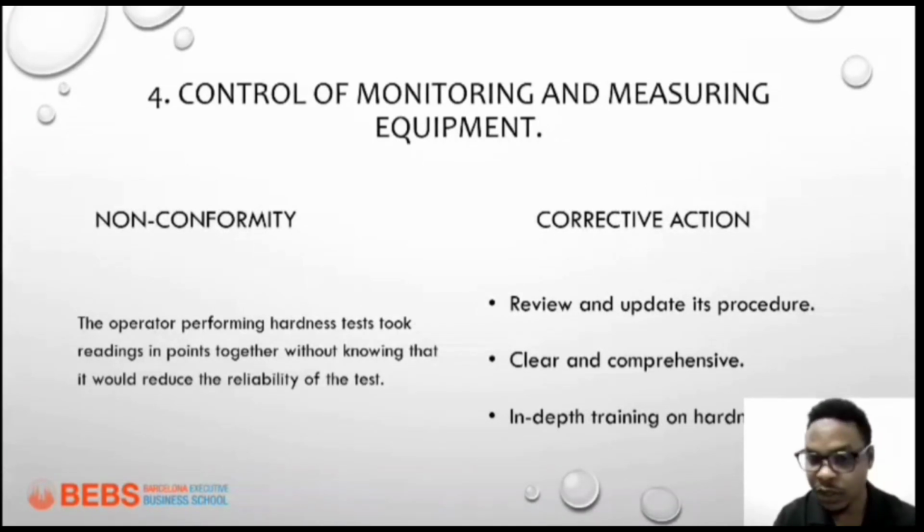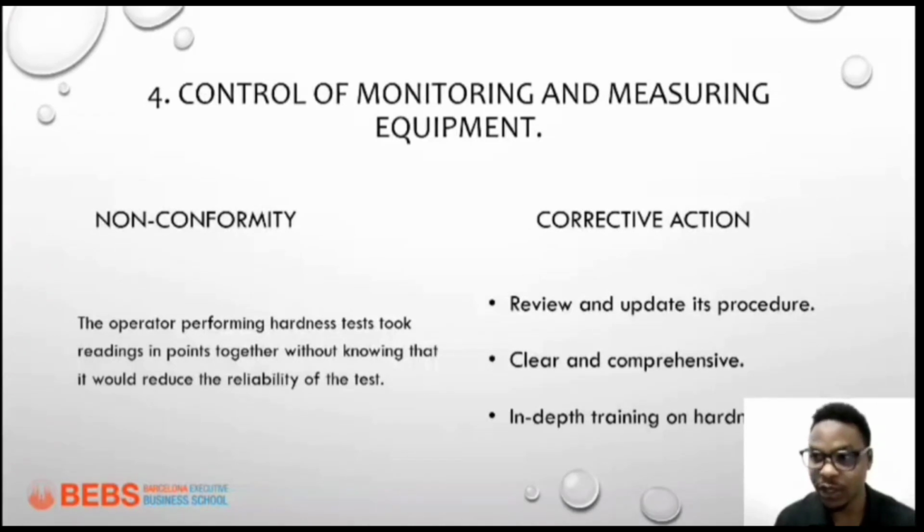Here we are going to have a succession of 4 nonconformities followed by their corrective actions. Starting with the first one: the operator performing the hardness test took readings at points close together without knowing that it would reduce the reliability of the test. This nonconformity requires the organization to monitor and measure the processes and product. When indentations are made too close together, they can interfere with each other and lead to inaccurate results, reducing the reliability of the hardness test.